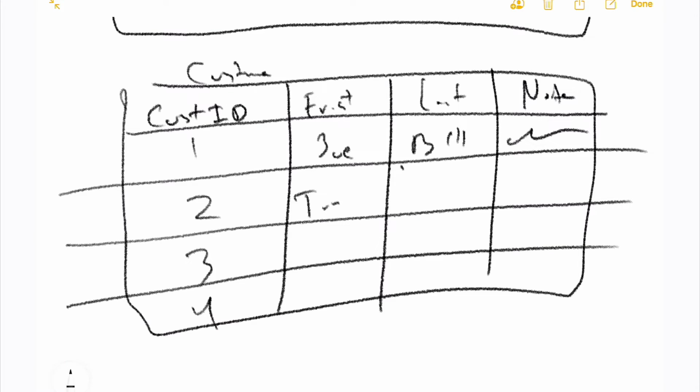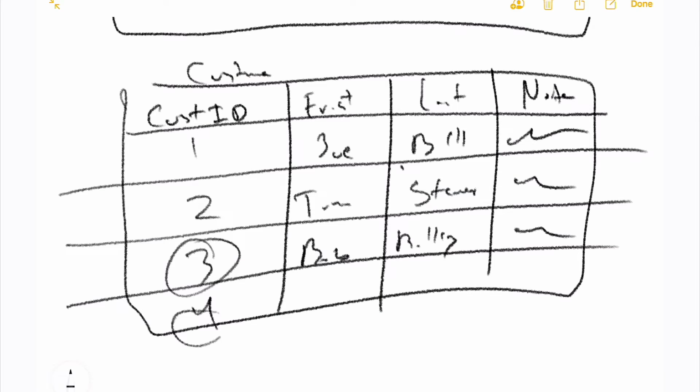First name Tim, last name Stevens, notes. Customer 3 is Bob Billy, and then there's notes. And then customer 4 is Ralph Tim's. I'm bad with coming up with names, notes, right? So this is the customer table, right? And so the customer table, you have the customer ID, first name, last name, notes.